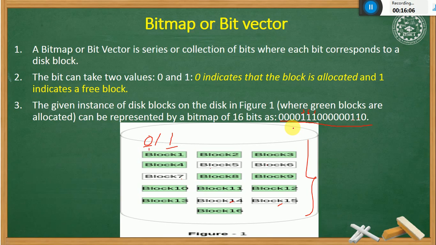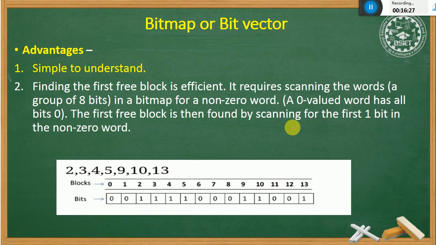So it will create a bit stream which gives you additional information of a free space. That bitmap is used to identify the free space in the disk. So what are the advantages of this technique? First advantage, it is very easy, it is easy to understand, it is easy to create.